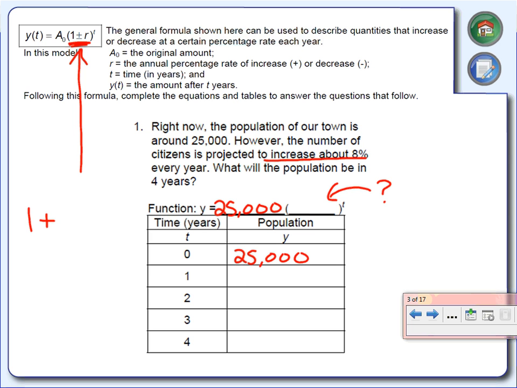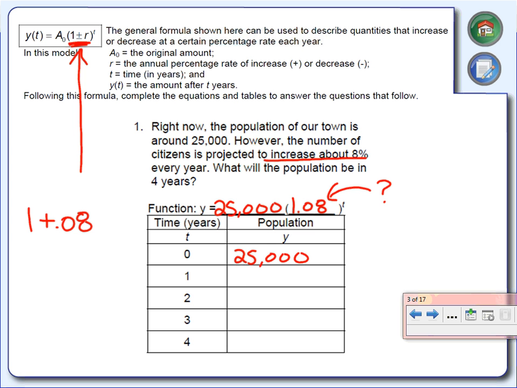But I want to change that percent to a decimal. Anybody know what 8% is as a decimal? 0.08. So, to find this missing number, the one that goes inside the parentheses, we're going to add 1 plus 0.08. What do you get when you add 1 plus 0.08? 1.08. There it is. There's our equation. Let's go to the calculator, go to y equals, and type that equation in for me so that we can finish filling out our table.